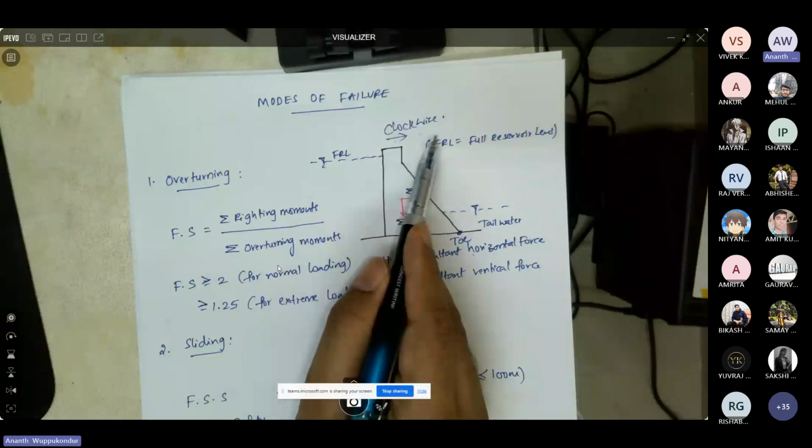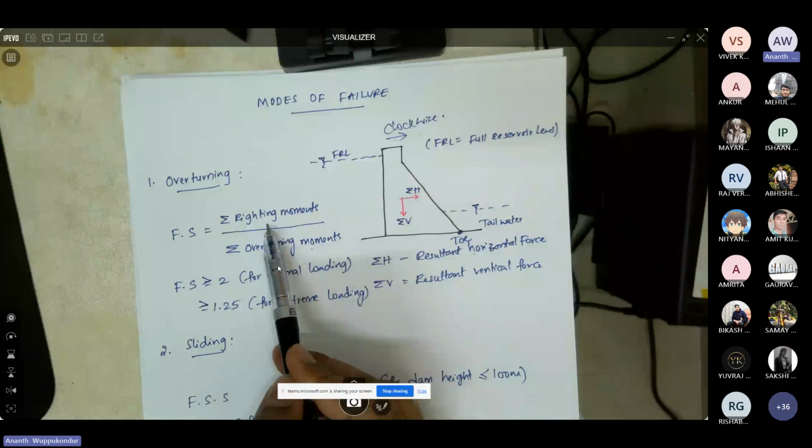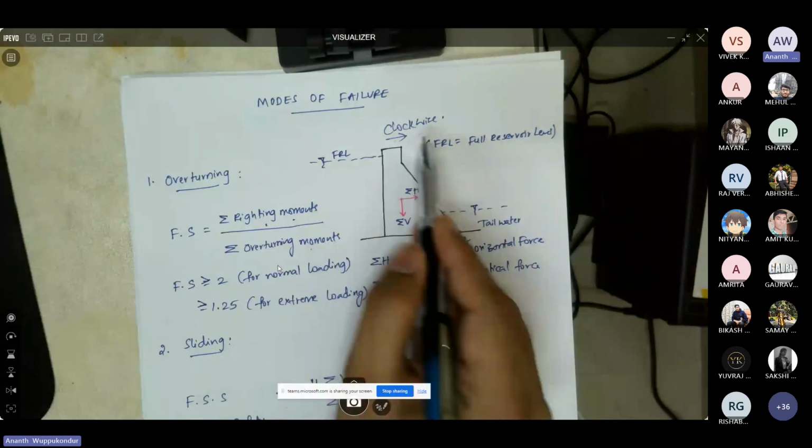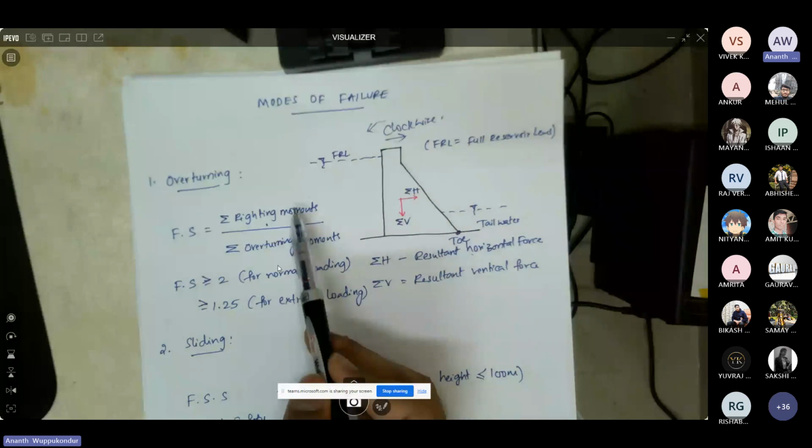So you have overturning moments, and those are to be balanced by the righting moments, which are trying to give stability to the dam. So if clockwise are negative moments, then we need to have anti-clockwise moments that are trying to stabilize the dam. And if you take the ratio of the righting moments to the overturning moments, you get a factor of safety.